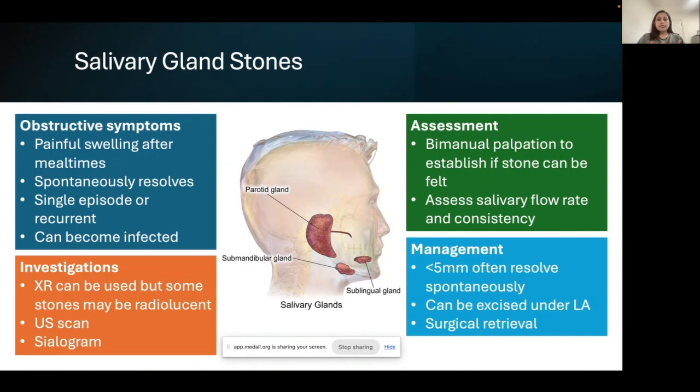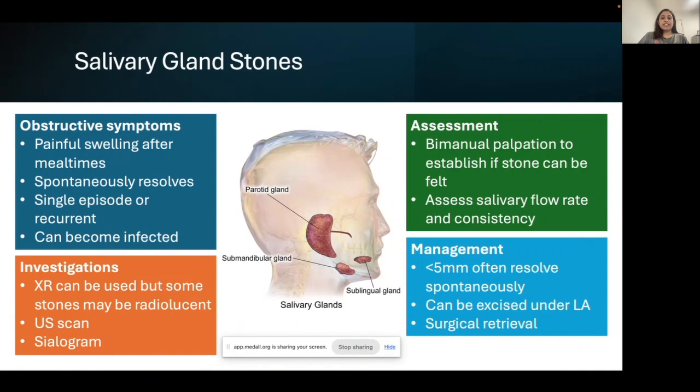They can get single episodes, or often they're quite recurrent, and they'll give you a very strong history and it's very obvious. And then sometimes they can get infected, and we talked about this in the previous lecture, so if you go back to that you can have a look at the management and treatment of those.